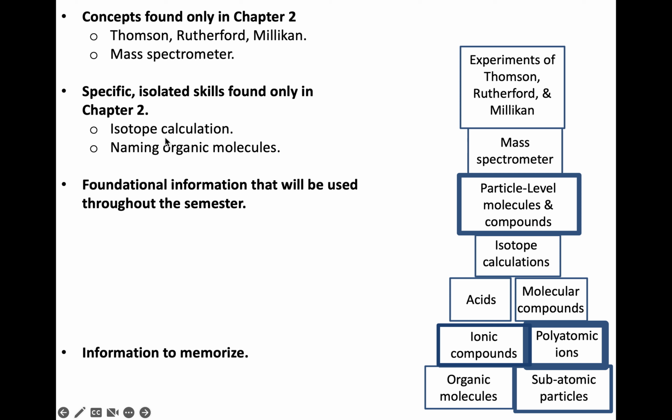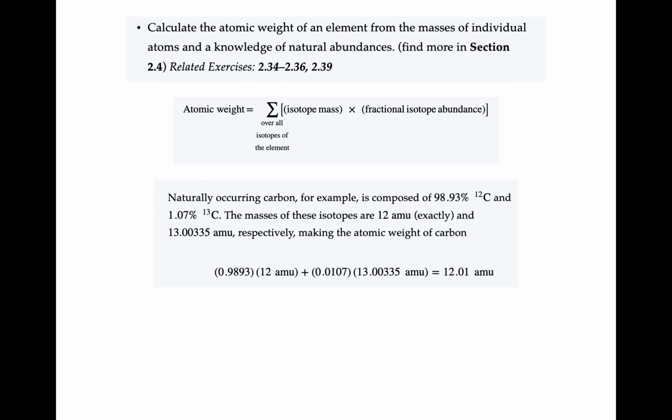There are also specific skills that are only found within Chapter 2. Calculations involving the isotopic abundance and naming organic molecules. These are items within Chapter 2 that really have limited carryover for the rest of the course. There's a description and a formula that's given for calculating the atomic weight, with an example given for carbon.